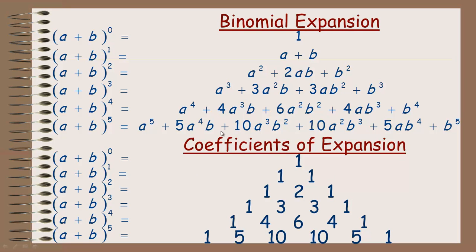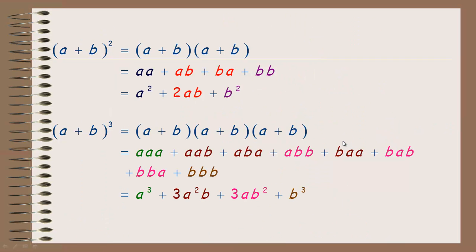So for example, across the bottom here, it goes 1, 5, 10, 10, 5, 1, and that's these numbers across the bottom there. They're very useful, and we'll get into where they come from. So, as I said on the previous page, we'll take a look at where some of those expansions come from.